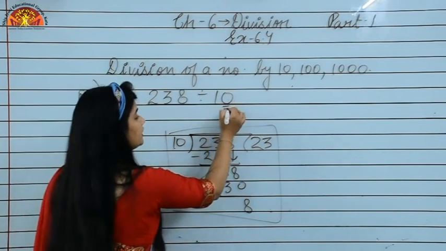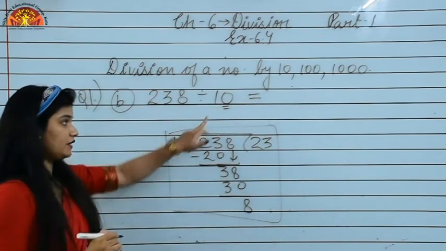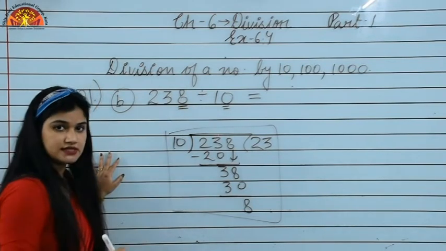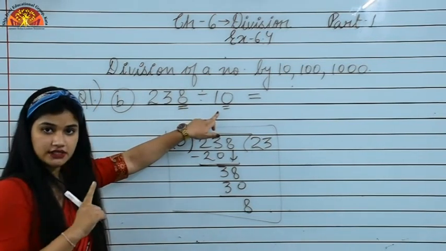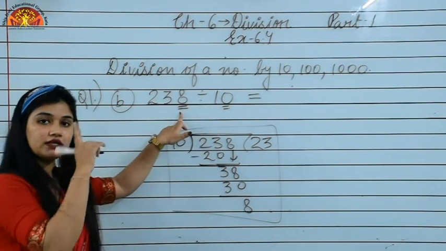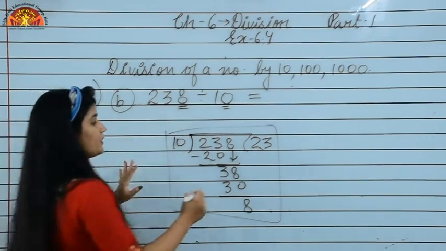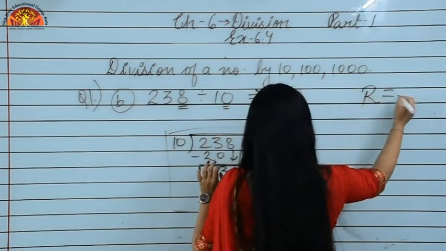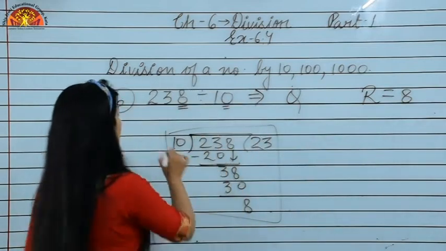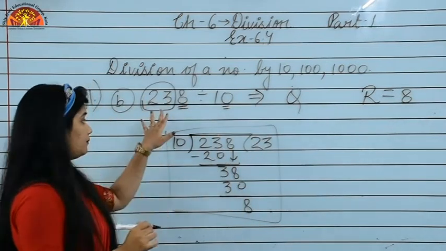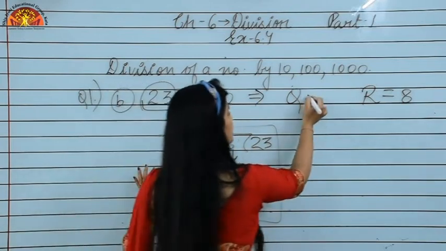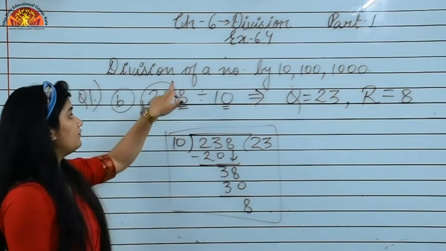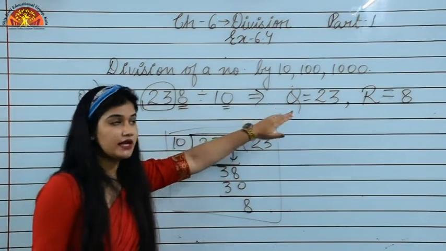As you are observing there is only one zero. 10 में कितना zero है? There is only one zero. So we have to observe the last digit. Because we have only one zero, that's why we are observing only a single digit, that is 8. And this 8 will be remainder, and the remaining part is 23. This will be quotient.